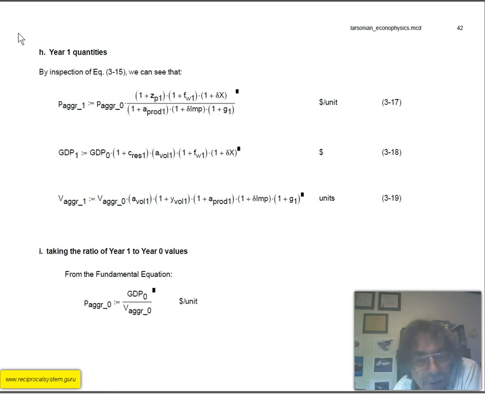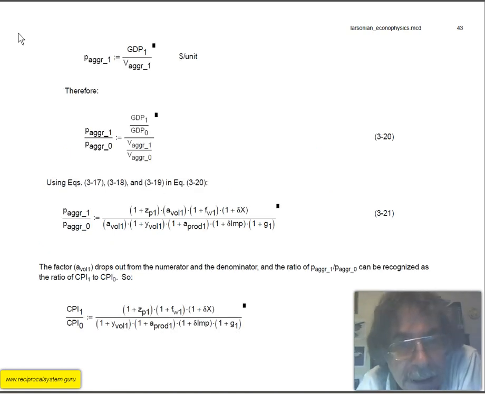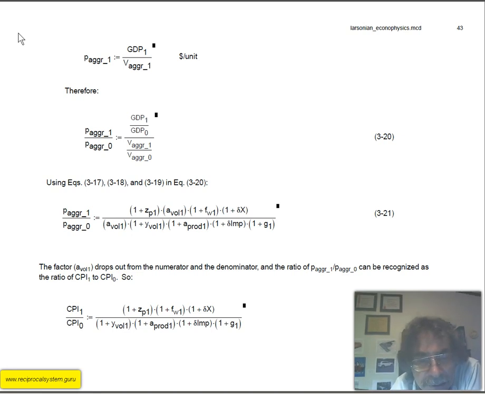Taking the ratio of year 1 to year 0 values. So from the fundamental equation, let's go back to it. P sub aggregate 0 is GDP sub 0 divided by V sub aggregate 0. That's the base year. And the following year is P sub aggregate 1 equals GDP sub 1 divided by V sub aggregate 1. And so the ratio is given there in equation 320.